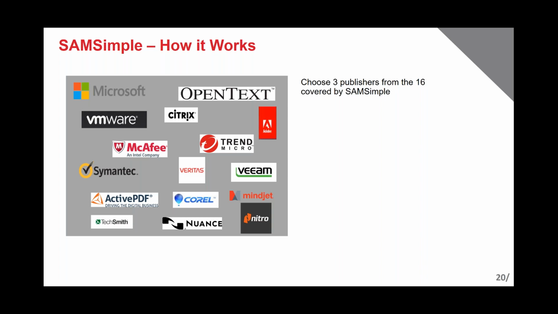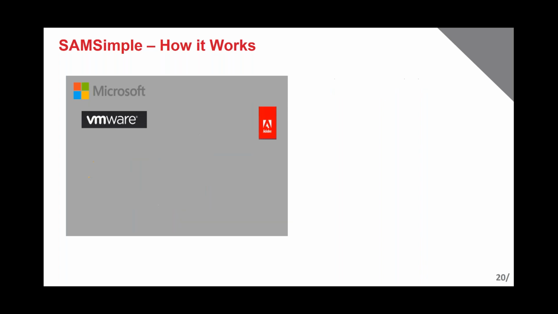So we've compiled the list of the 16 available publishers for SAMSimple based on thorough analysis of the spending patterns of customers up to about 5,000 seats that we know about. So of course, we're very confident that the software you see in front of you now will be in use with customers who fall into that size bracket. And in fact, we're expecting customers to obviously have more than 3 of those publishers. But the idea is the customer chooses the 3 that represent the most pain, and they become the focal point for the SAMSimple solution. So in this example, I've got Microsoft, VMware, and Adobe.